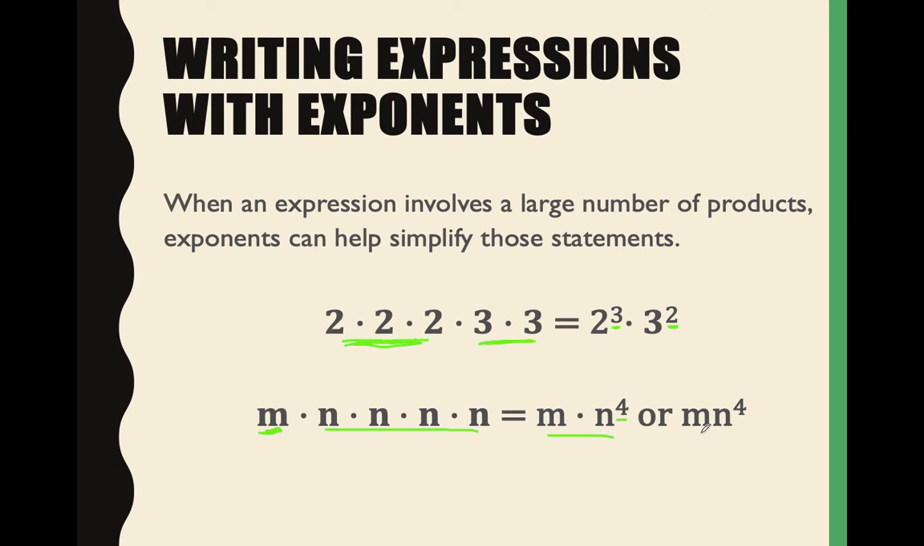Because if you remember from previous lessons, when there is no operation written in between 2 letters, then that would be multiplication. So we could actually just write that without the dot either way.